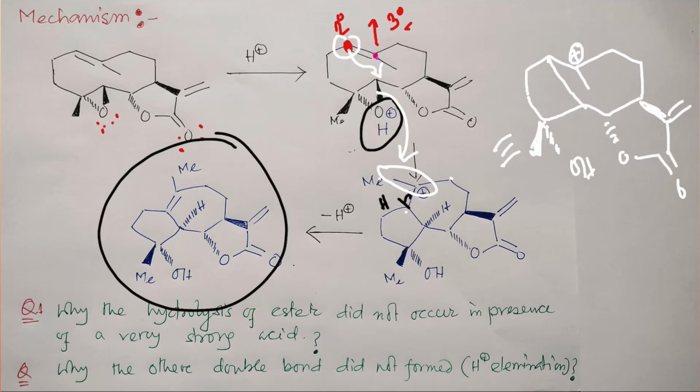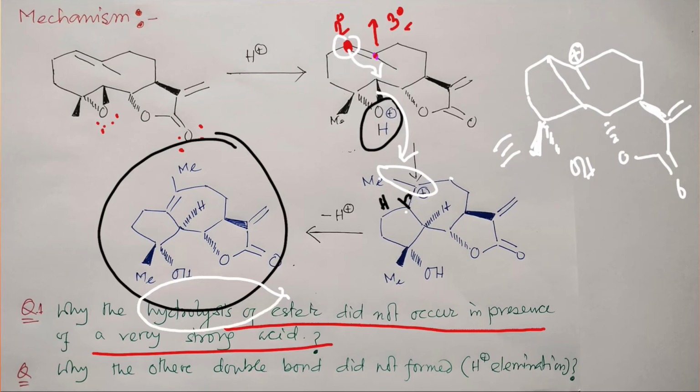Now the question which we didn't discuss: why did hydrolysis of the ester not occur in the presence of a very strong acid? We know that very strong acids are efficient for ester hydrolysis, but in this case it's not happening. Hydrolysis means water should be there, lysis means breakage in presence of water, but remember the conditions are p-TSA and DCM, no water, so how will hydrolysis occur? This will not occur. So please be careful about the reaction condition. Another question, why did the other bond not form, like H plus elimination? As I explained, the product is alkene type and in this case this alkene is more substituted.